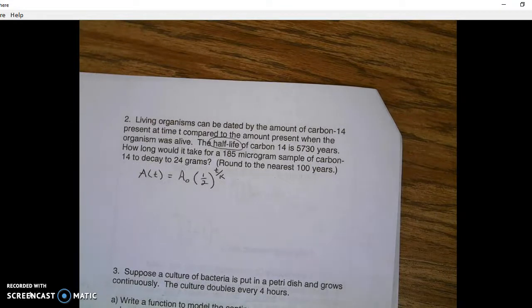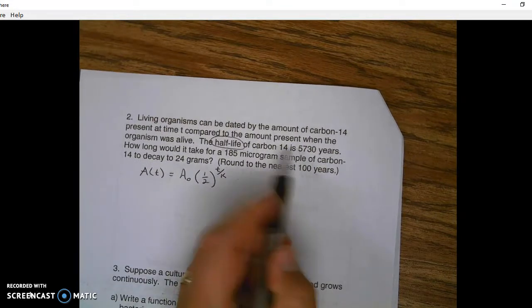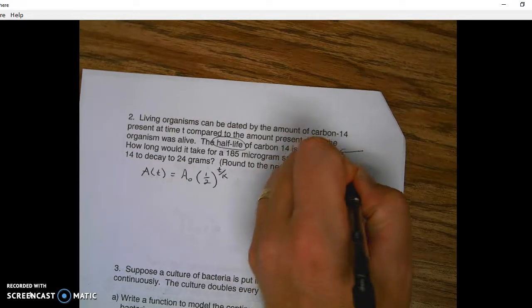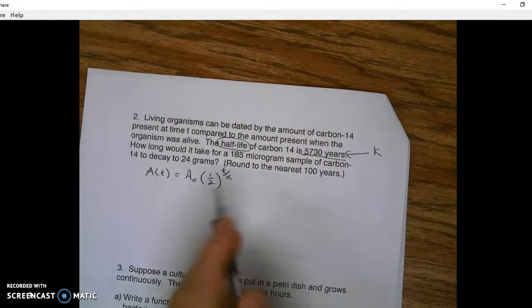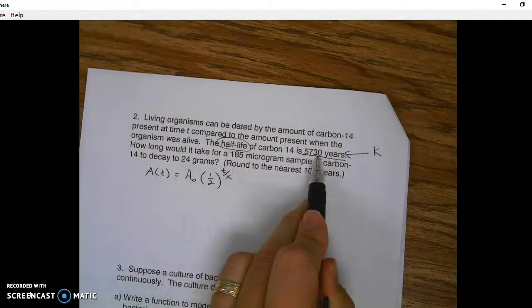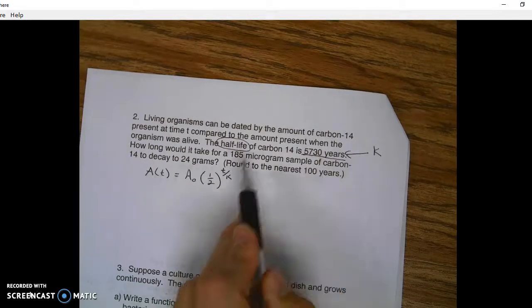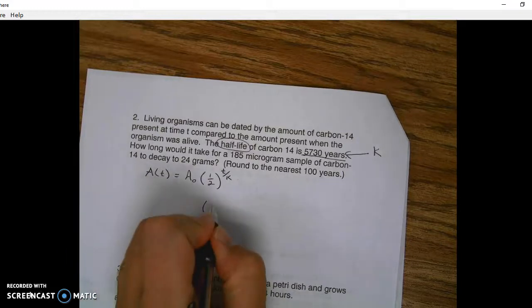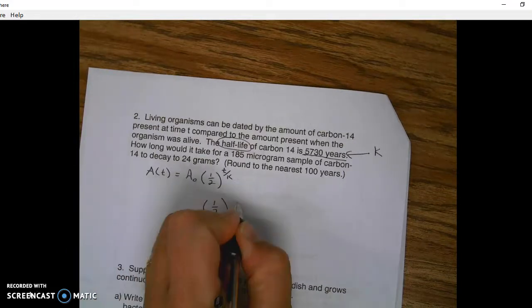Okay, the half-life of carbon-14 is 5,730 years. There is your K value. It tells you that the half-life is this. So this goes in for K. So let's go ahead and start plugging in numbers as we get them.